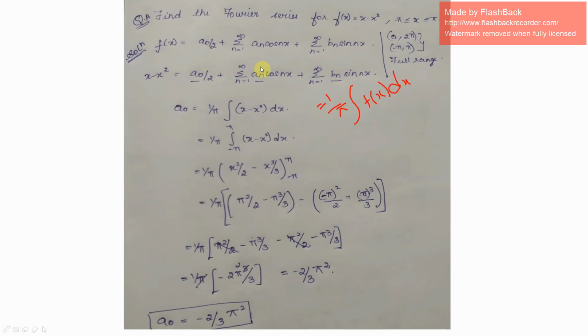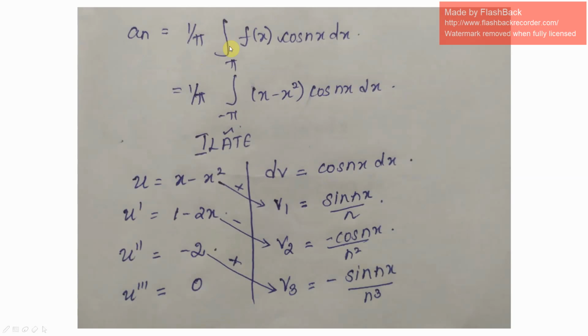Next we have to find an and bn. Now going to an. The formula for finding your an is 1 by pi integral f of x cos nx dx. So here in the problem, your f of x is nothing but x minus x squared into cos nx dx. Here also we will apply the limits from minus pi to pi.